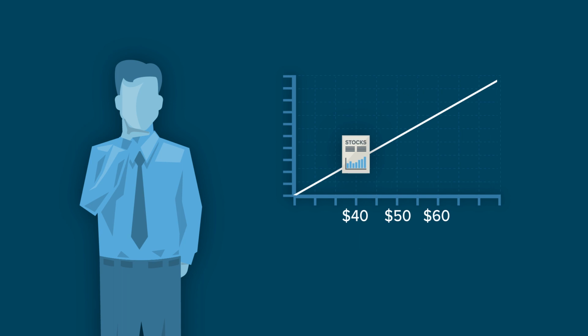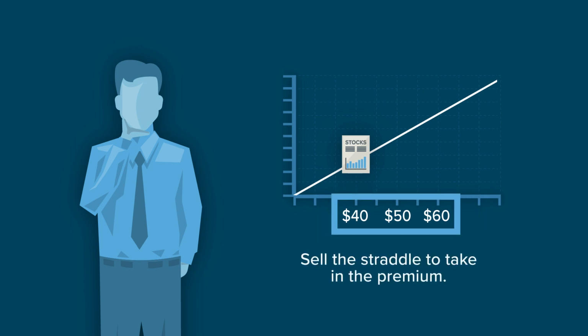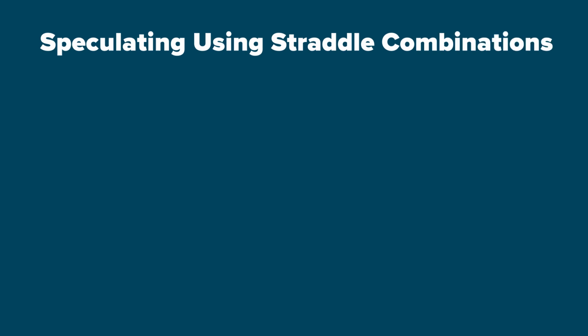In this case, they may want to buy a straddle, which benefits if the stock moves either up or down. Of course, if the trader speculates that the stock will stay within a certain range during that period, they may sell the straddle to take in the premium. Let's walk through using the straddle combination strategy for speculation.